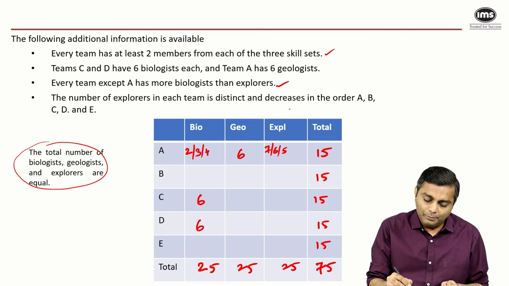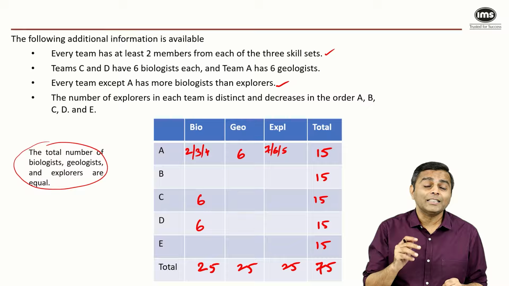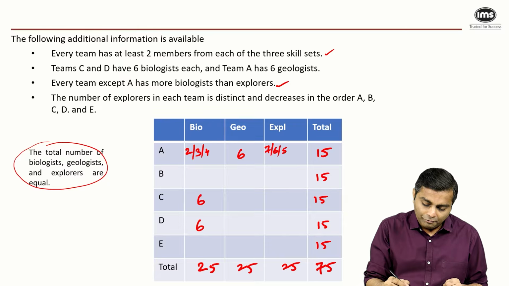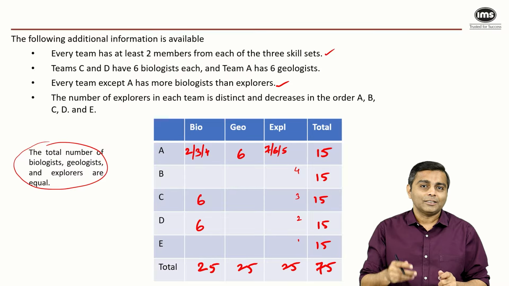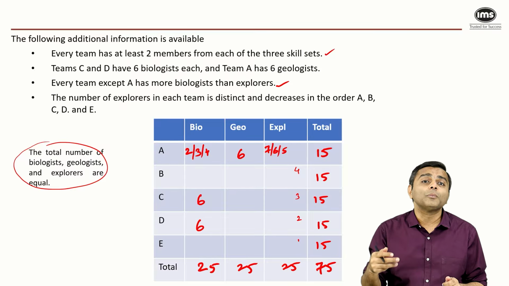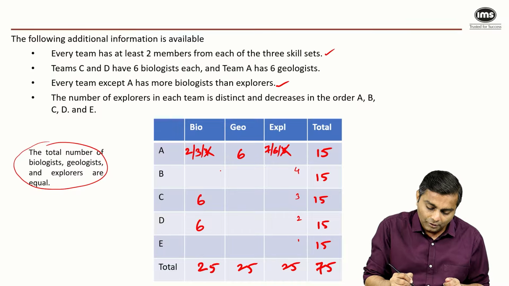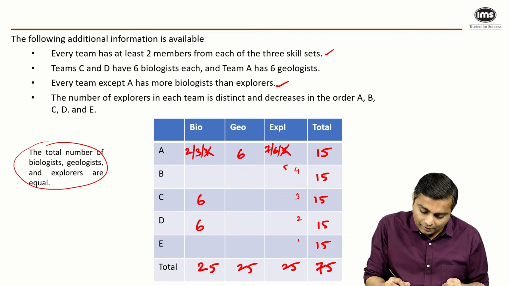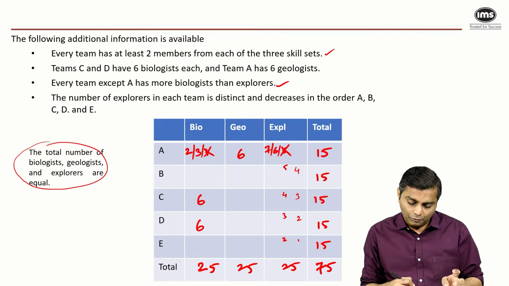The number of explorers in each team is distinct and decreases in the order of A, B, C, D, E. So explorers are highest in A. Let's assume explorers in A is 5. If this is 5, this will become 4, this will become 3, 2, and 1. You know that 1 cannot come. And they are decreasing. So if the first guy is 5, the last guy has to be 1, which is not possible. So 5 is out, and therefore 4 from here is also out. If you do 6, then there is a possibility of 5, 4, 3, and 2. So far, so good. Okay, let's just check the total also for 25.